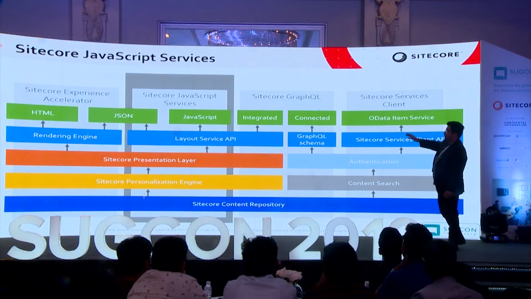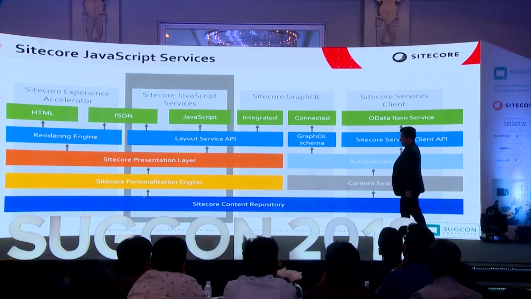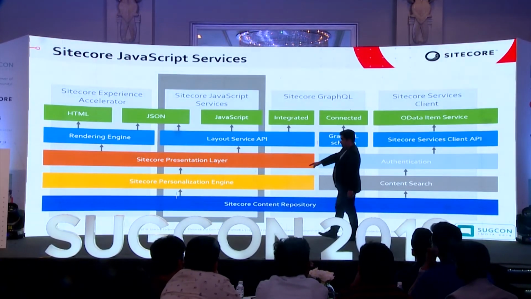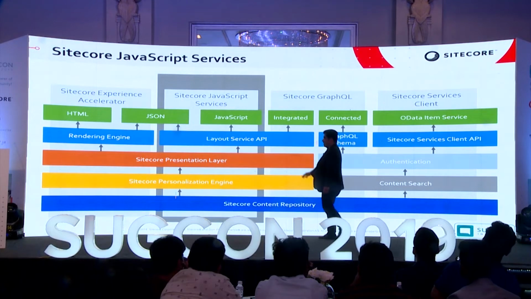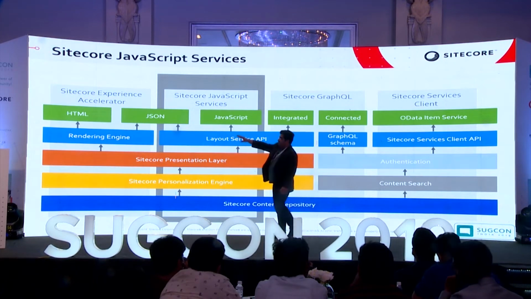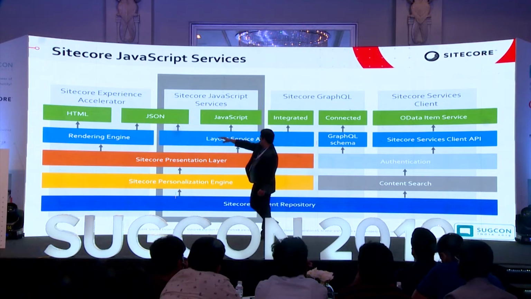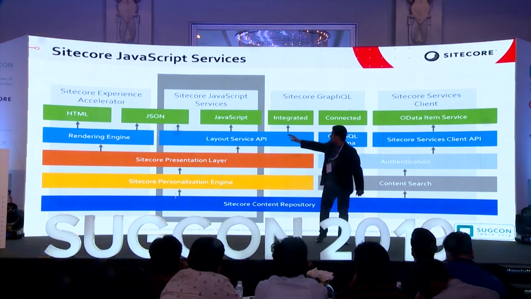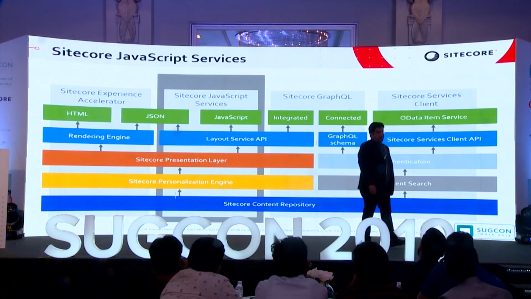These are the ways to render the data on the front end, but all of them follow the same mechanism. You've got a Sitecore content repository, you've got a personalization engine running on top of it, which you don't have here, the Sitecore presentation layer, and then there's a rendering engine to render the Sitecore Experience Accelerator, and a layout service API to provide the data as JSON and integrate with JavaScript.